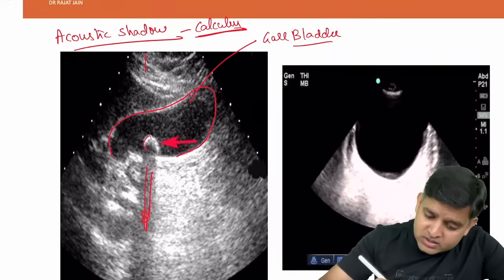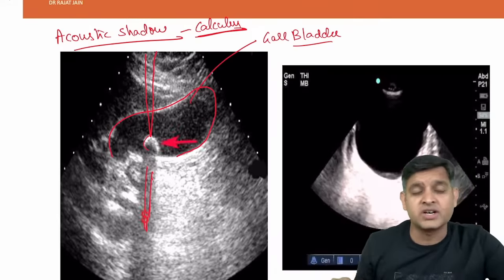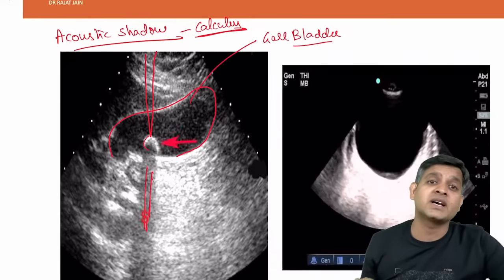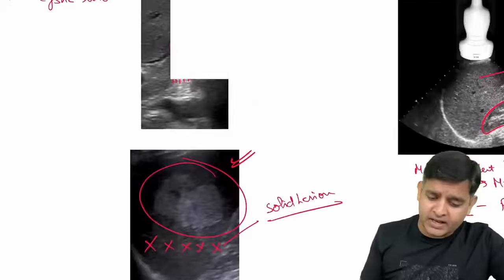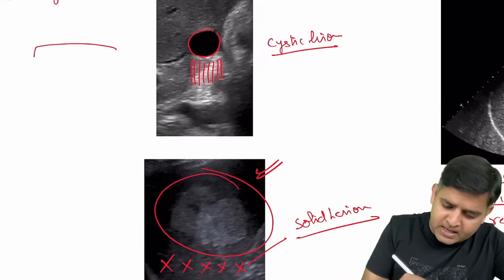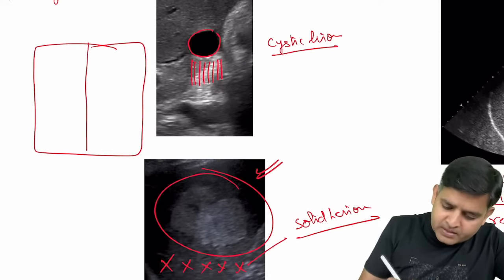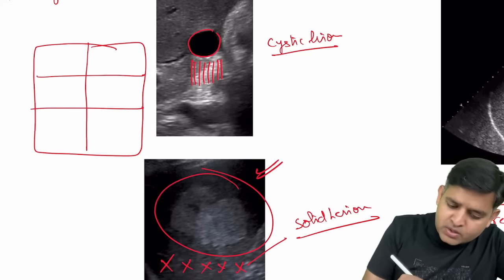Because the beam comes and gets reflected. There is a complete reflection of the beam. So this is acoustic shadow in gallstone. So I have a question for you over here. I am just writing it down. I am making a box. I am making three rows into this.